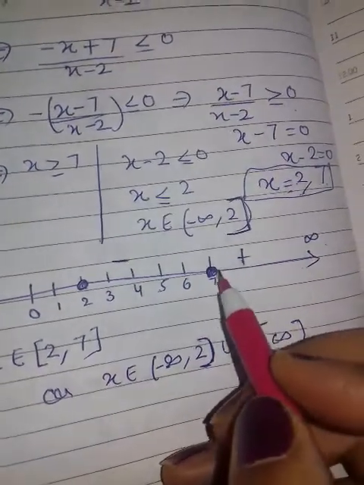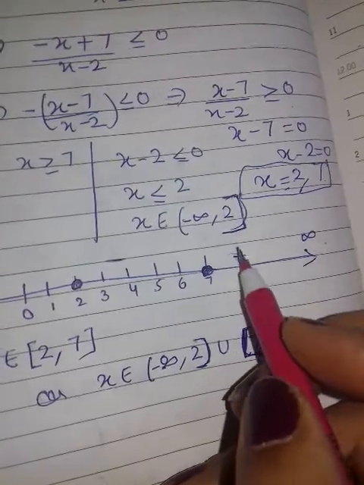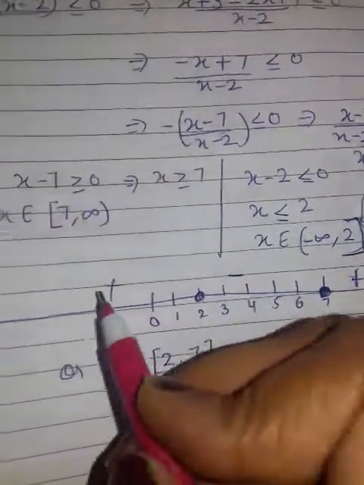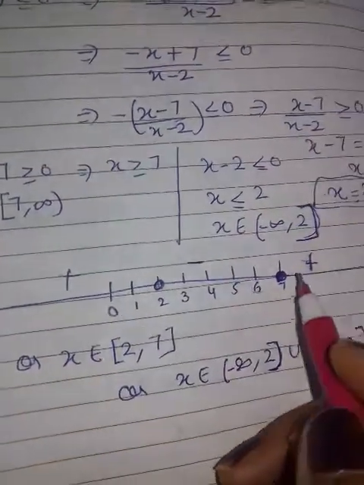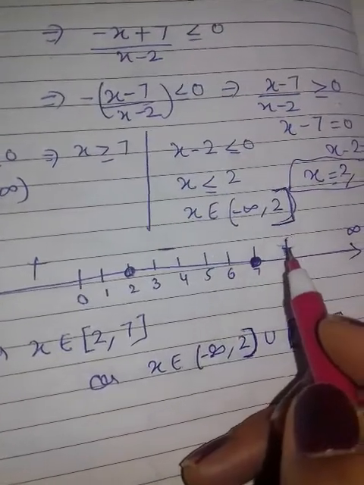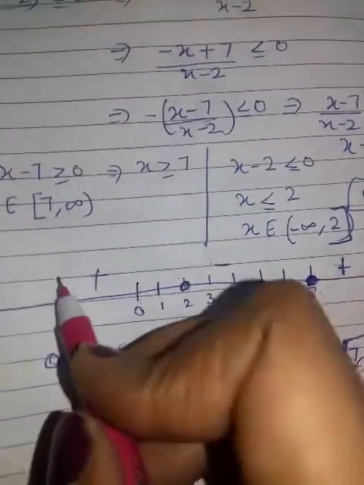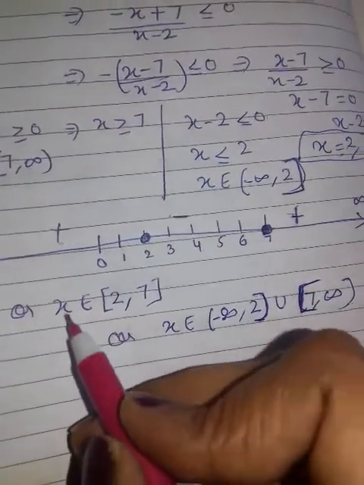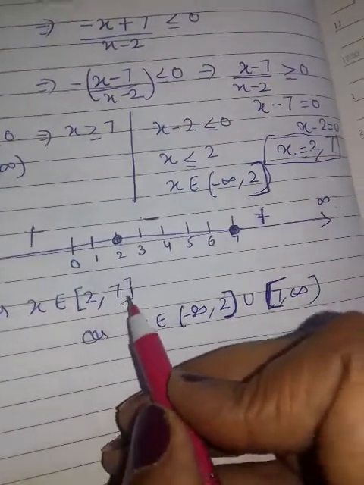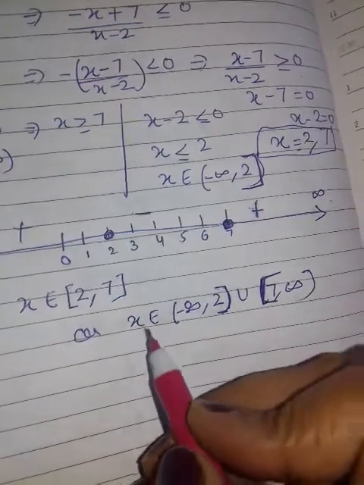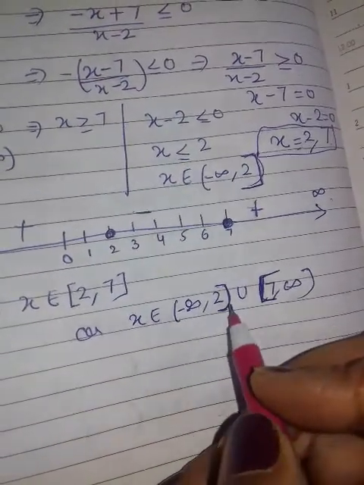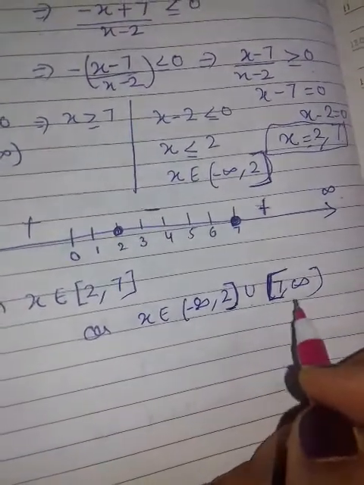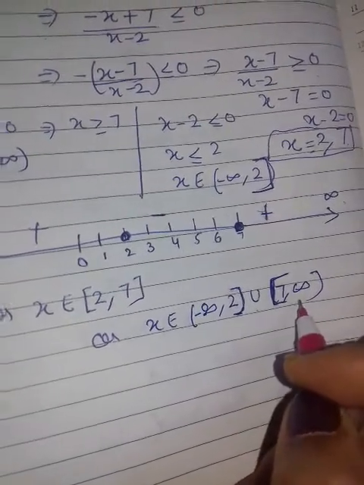Then you know that this side it will be positive, negative, positive. In this manner you will always prepare. This will be in alternating form. Firstly positive, then negative, then positive. Then you have to write it. So it can be written as x belongs to (2, 7), meaning any number between them. Or you can say (minus infinity, 2) union (7, infinity).